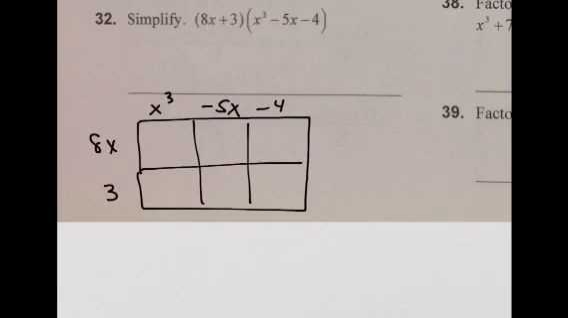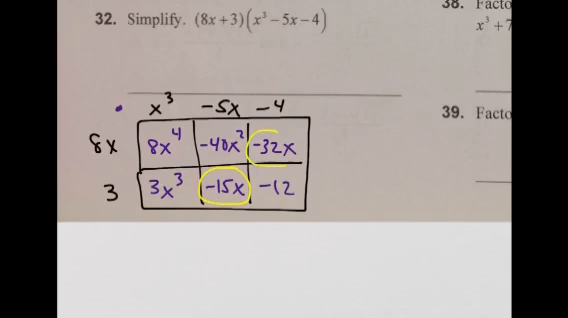So for 32, I already set up the grid. We're going to multiply. So you get 8x to the fourth, negative 40x squared, negative 32x. The next row, 3 times x cubed is 3x cubed, negative 15x minus 12. So the like terms right here are these two right here, the only ones.